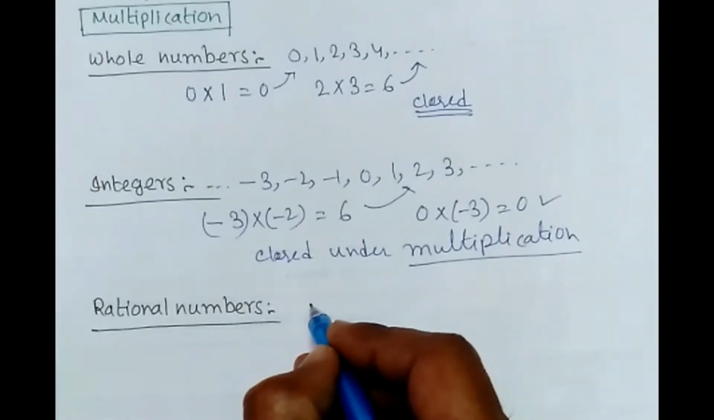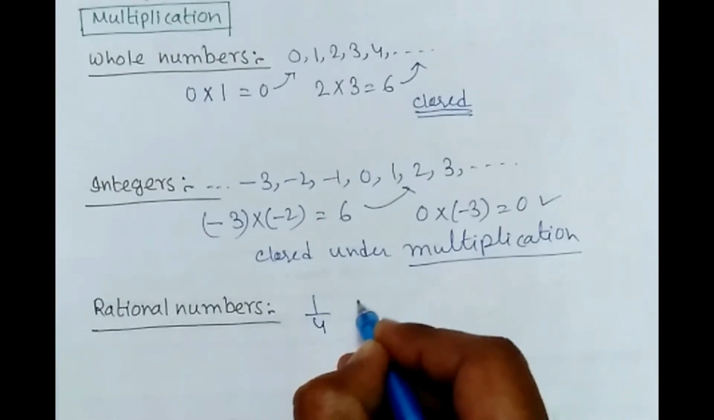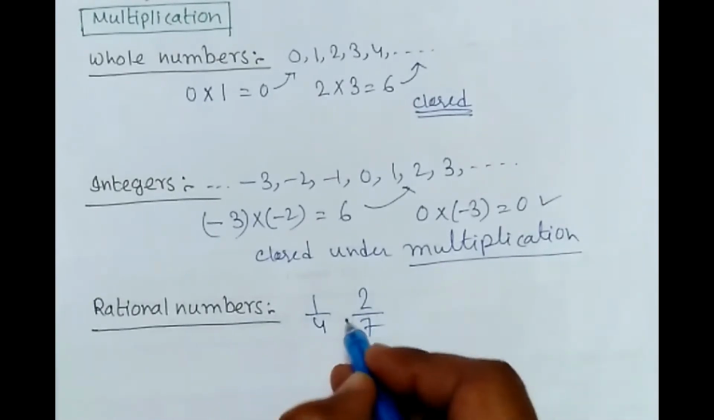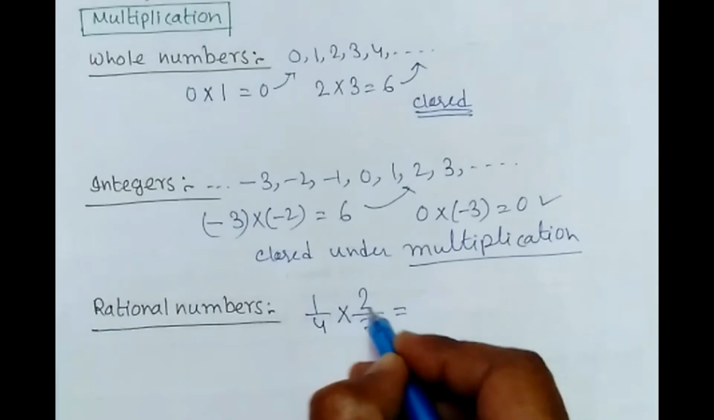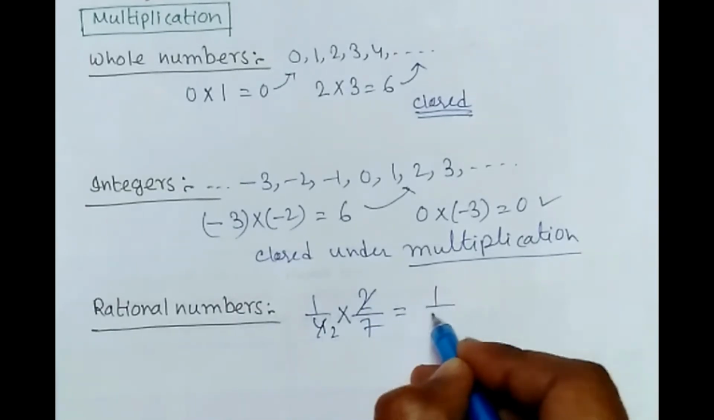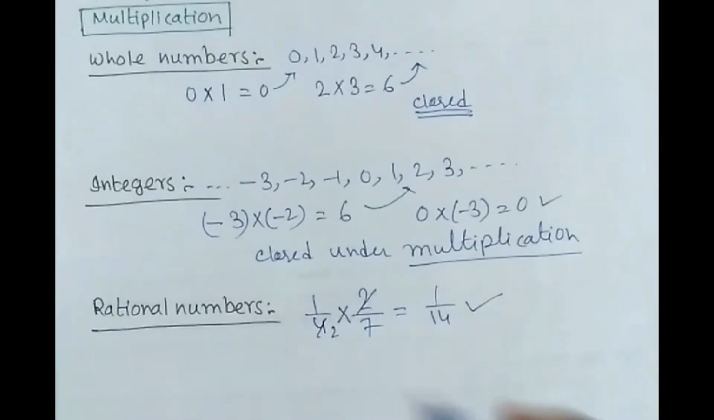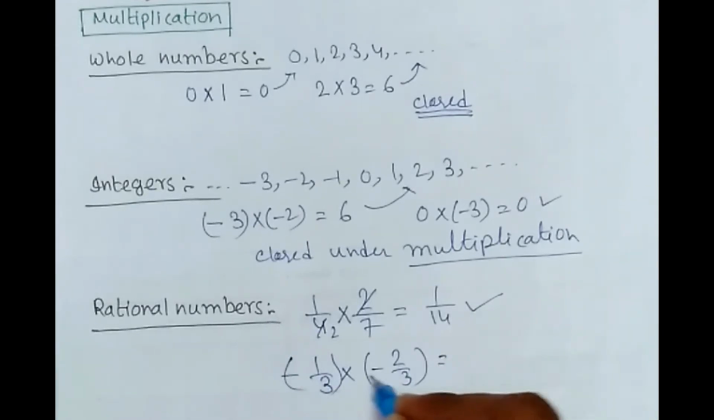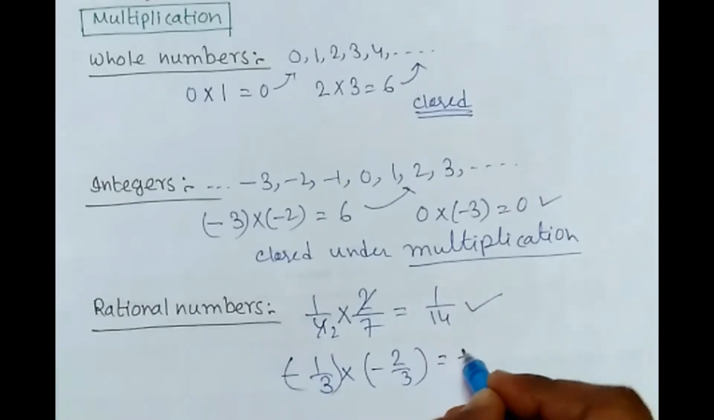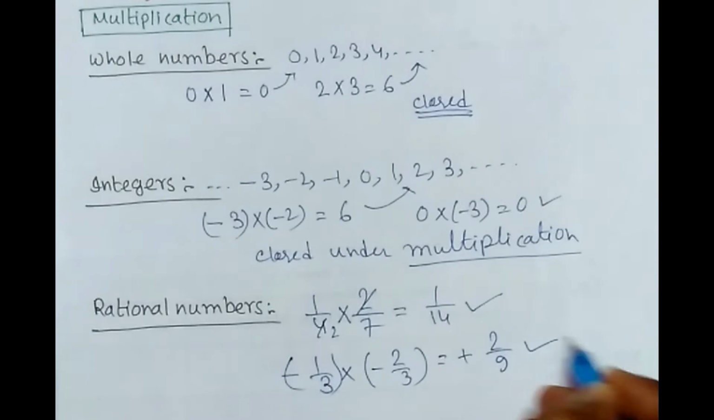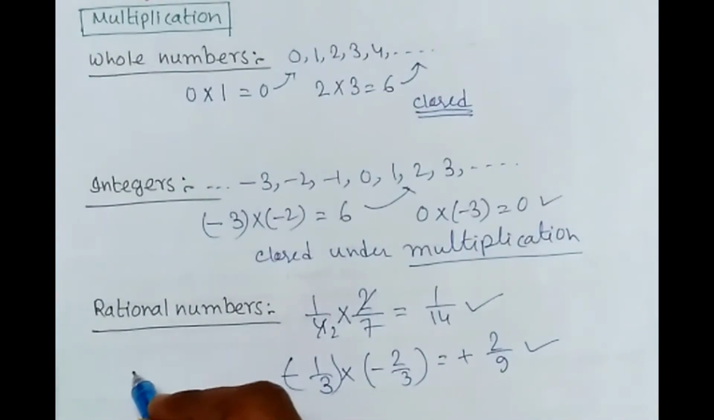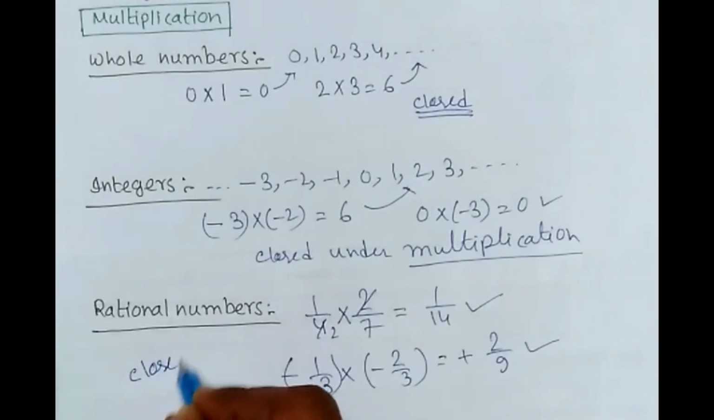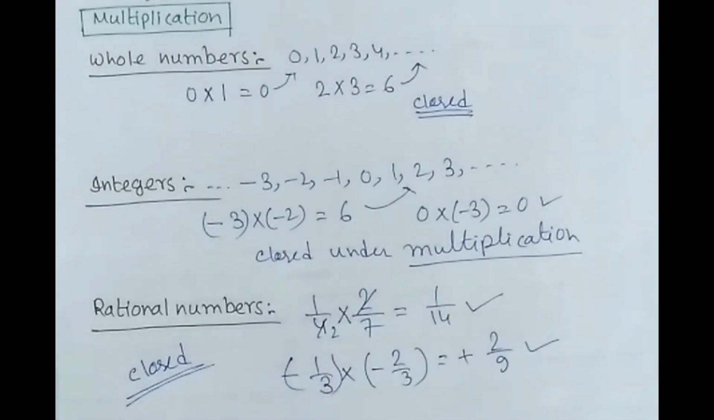For rational numbers, suppose 1 by 4 and 2 by 7. If we multiply them, then we will get 2 by 28, which is 1 by 14, which is also a rational number. If we choose minus 1 by 3 and multiply with minus 2 by 3, then this will give us plus 2 by 9, which is also a rational number. So rational numbers are also closed under multiplication.